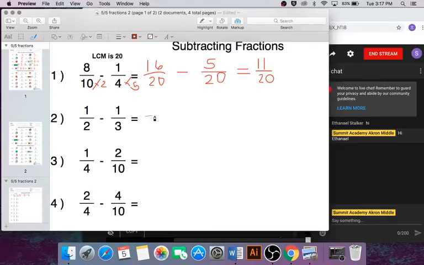On number 2, we have 2 and 3. So we need to figure out the least common multiple for 2 and 3. And you would do that by looking at a multiplication chart for the 2 times table and the 3 times table and seeing what the smallest number that goes into both of them is. So the least common multiple for number 2 is 6. It's 2 times 3 is 6, and 3 times 2 is 6.